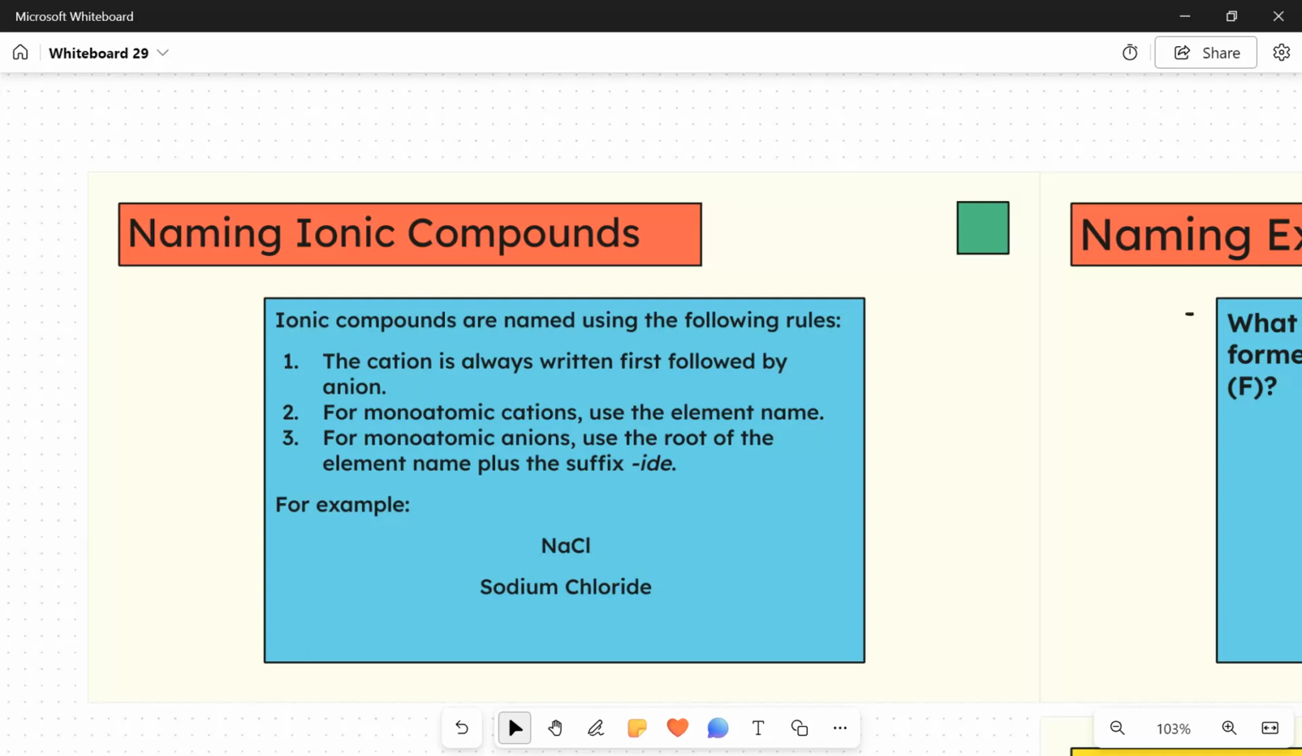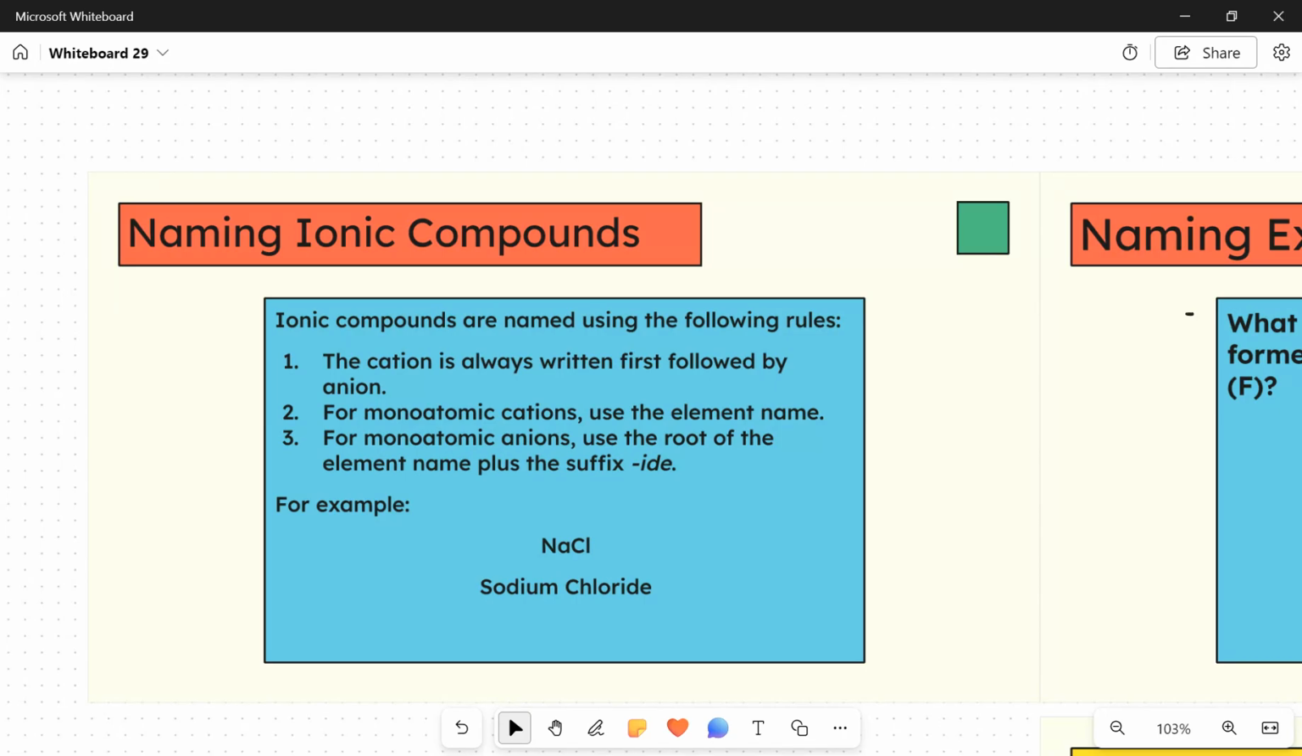Today, I'm going to be talking about naming ionic compounds. Previously we've talked about how ionic compounds are represented, and we've looked at both chemical formulas and also Lewis dot structures. But today we're looking at naming. How do we give these substances names?